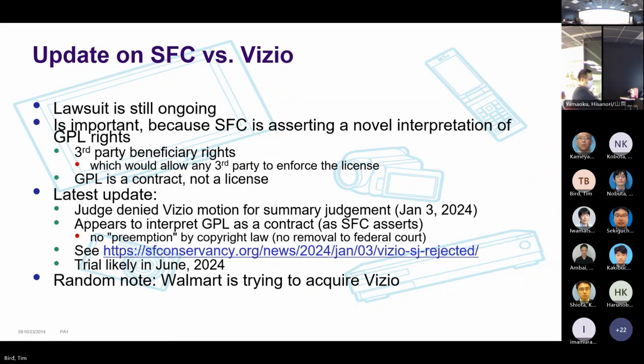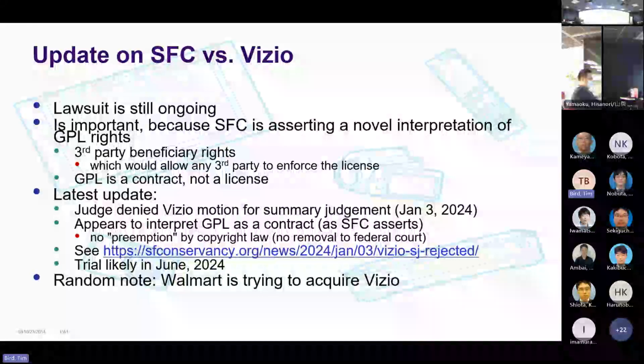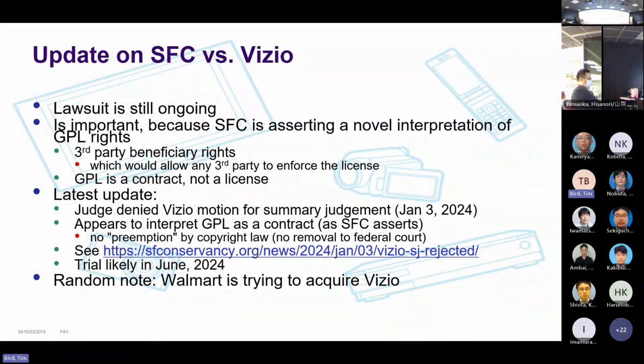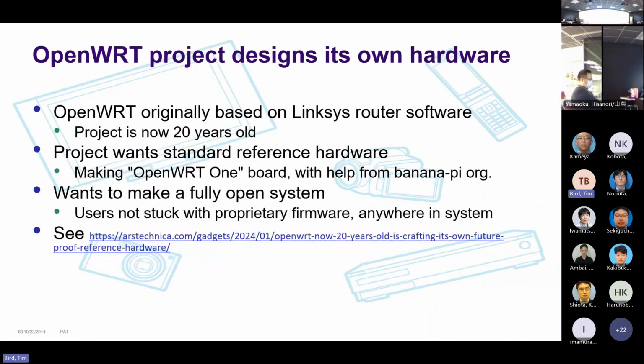Anyway, random note, in the U.S., this is interesting. I just heard this the other week. Walmart is actually trying to acquire Vizio. I don't know if Walmart knows they've got this legal thing pending. I'm sure they do, with the due diligence. But that's the update on that. A little bit concerning.